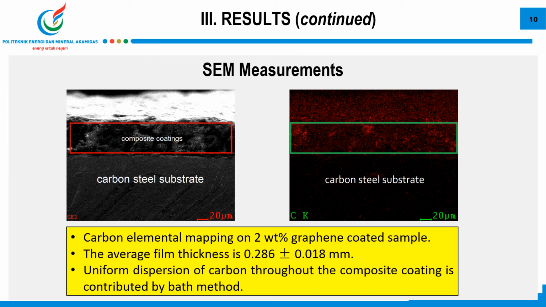From some measurements on the right picture, it shows that graphene, as depicted by carbon atoms, are distributed uniformly throughout the epoxy matrix. The green area is the coating area on the carbon steel substrate. So we can see that functionalization of graphene using bath method is running well.